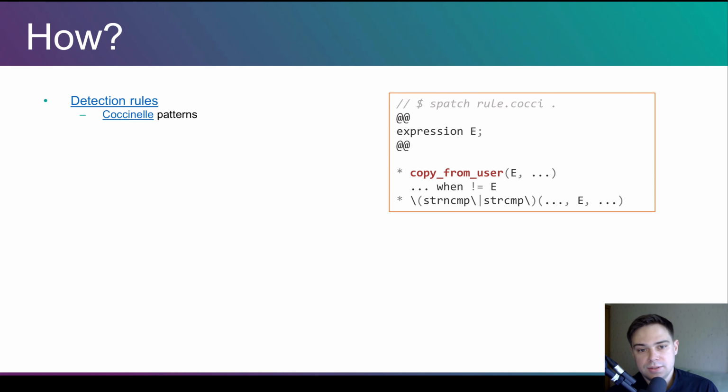Coccinelle is a static analyzer that allows you to describe C language patterns in a C language with additional meta expressions and find real code that falls into these patterns. Here's an example of a Coccinelle rule. It describes a code pattern when we copy data from user space and compare it to some node string in the kernel. The pattern is a code with copy_from_user and string compare calls with upper E meta variable to match variables and pointers and ... notation to match everything else.